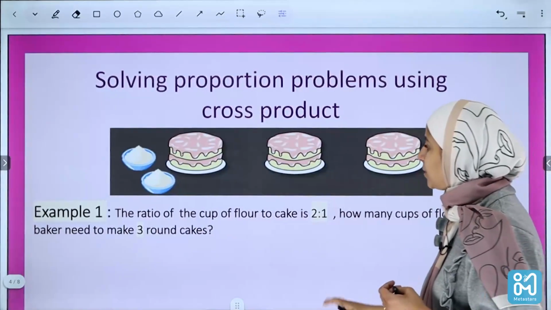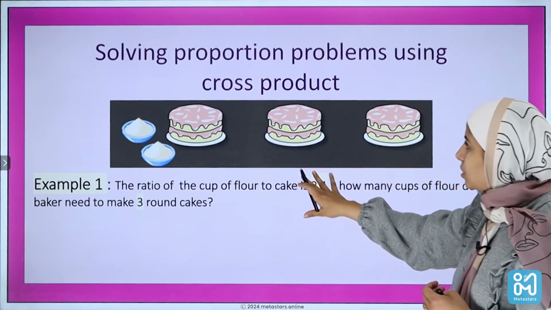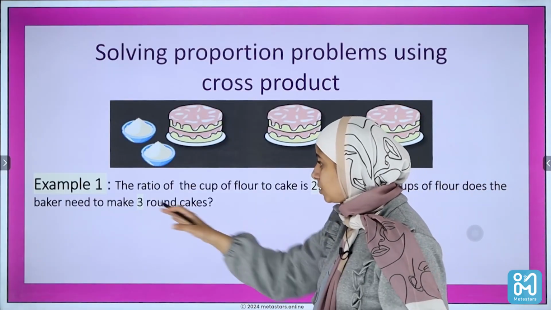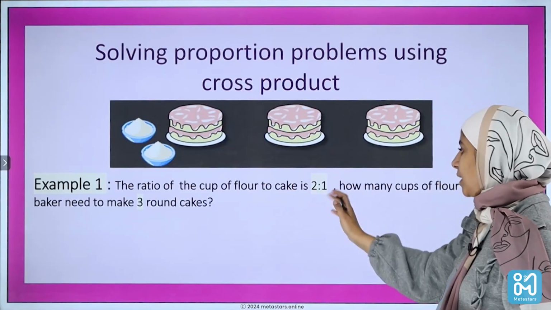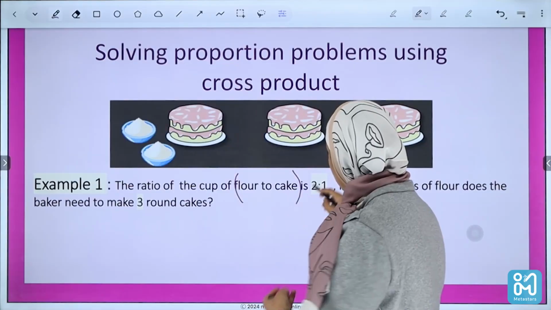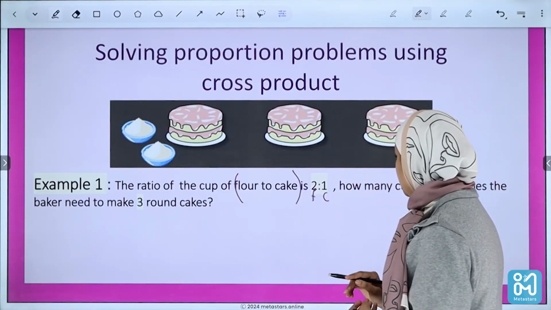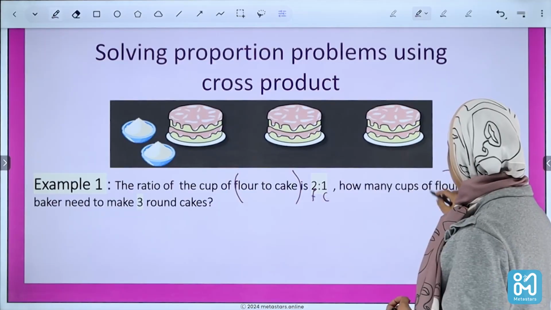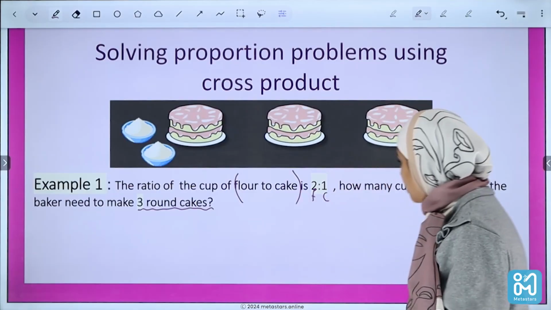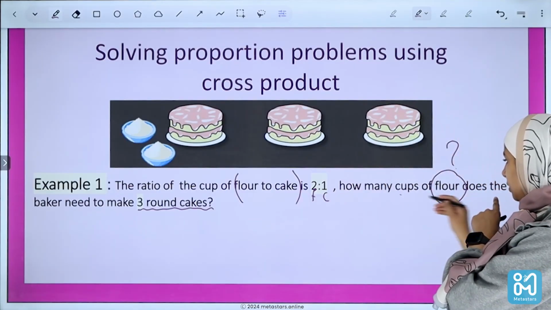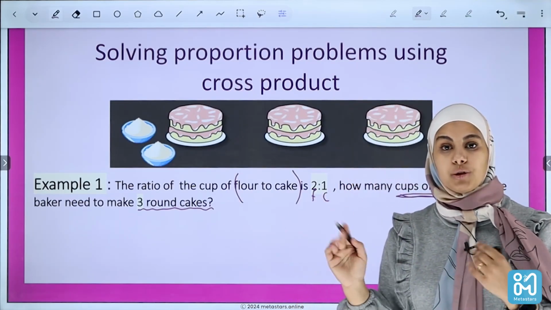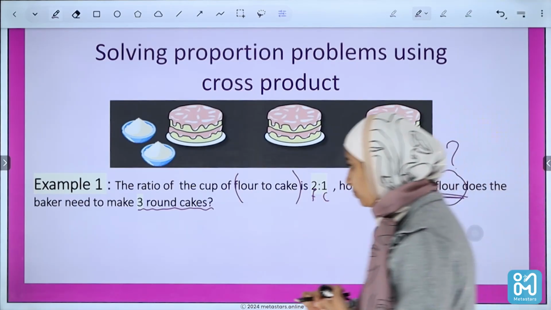Let's see some examples. We will start solving some scenarios involving proportion. The ratio of the cups of flour to cake. Remember when we had statements like this? Flour to cake. So this is the flour part and this is the cake part. How many cups of flour does the baker need to make 3 round cakes? So I'm finding how many cups of flour I need. But I have something in here. What do I do? 2 to 1, I use it as a fraction.